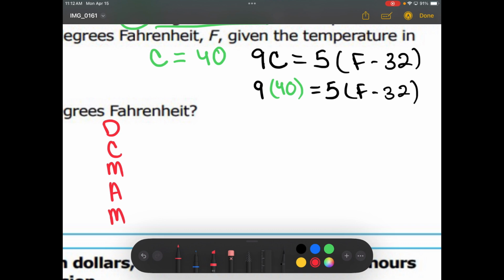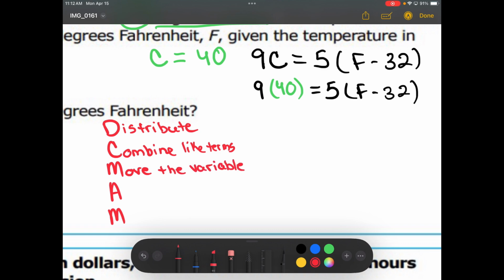Don't call me after midnight. What does D stand for? Distribute. Good job. What does C stand for? Combine like terms. M, the first M. Move the variable. Good. And that's only if you have a variable on both sides of the equal sign. You need to move one of the variables if you have a variable on both sides.